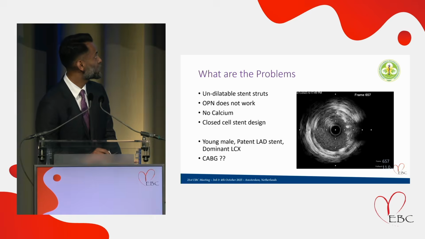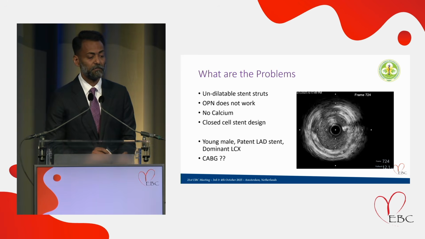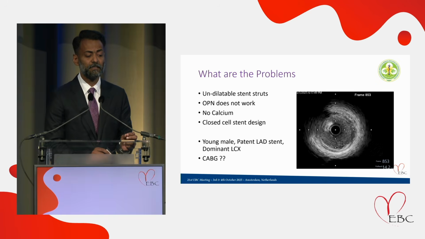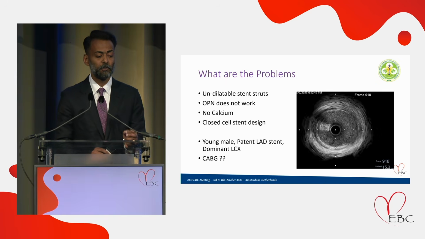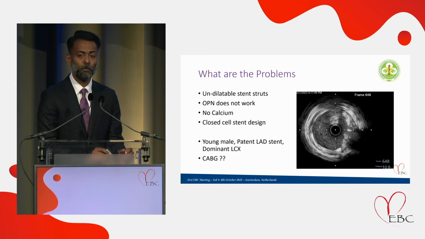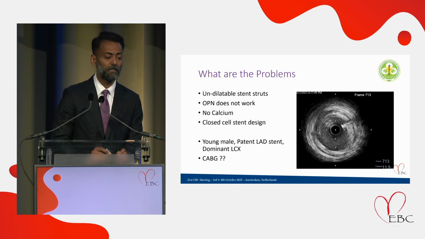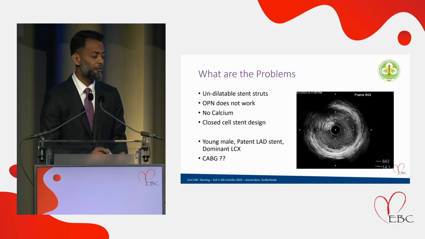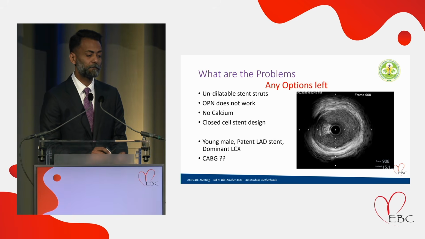So it's an undilatable stent strut, no calcium, and a closed cell design. He's a young male, 45, who has a patent LED stent with a dominant circumflex. So should we think about CABG at this point of time? I don't think our surgeons will give an arterial graft to this circumflex, and he's quite symptomatic with non-STEMI. So can we do something?